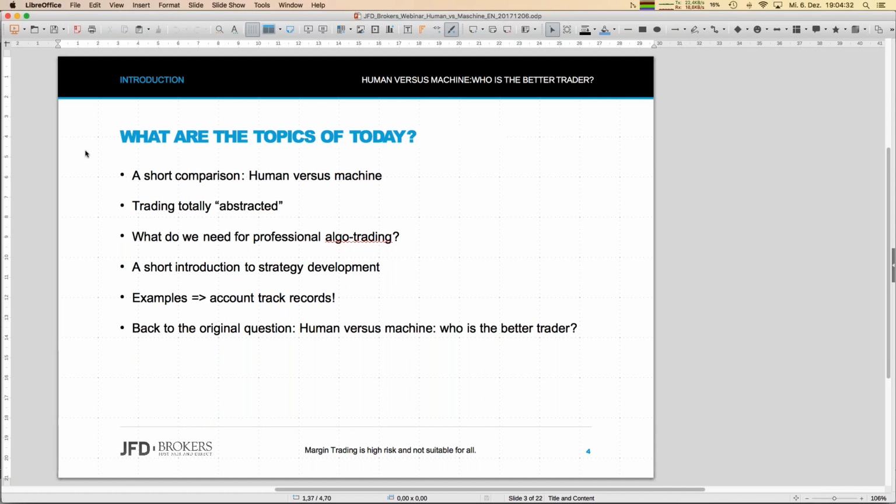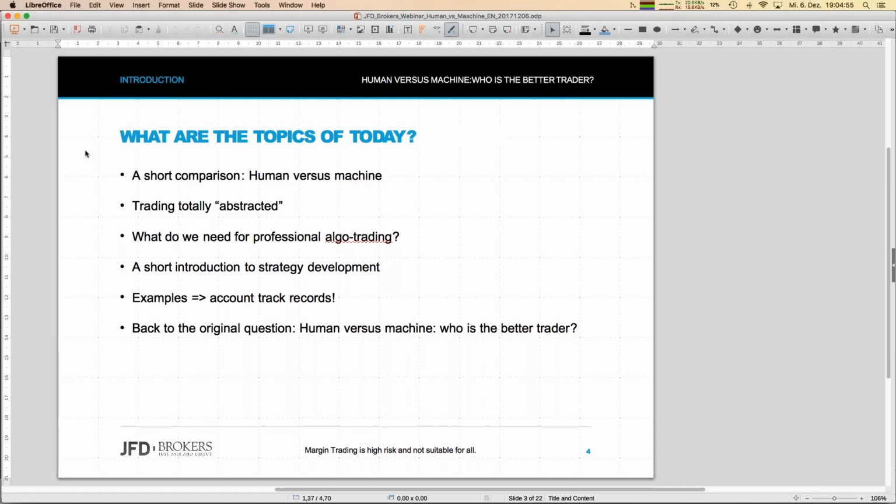And then I will switch to something which may be funny for most of you: trading totally abstracted. That reflects a little bit of what trading really is. And you can simply write down one single line in order to describe trading and what it means if you trade. But you will see.